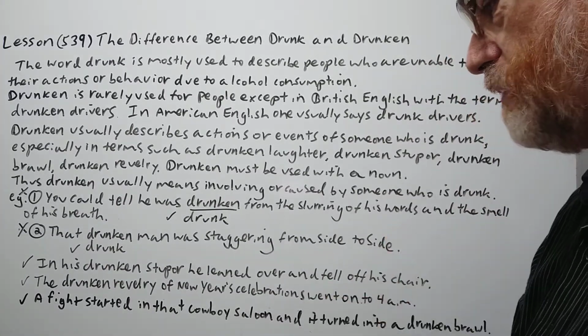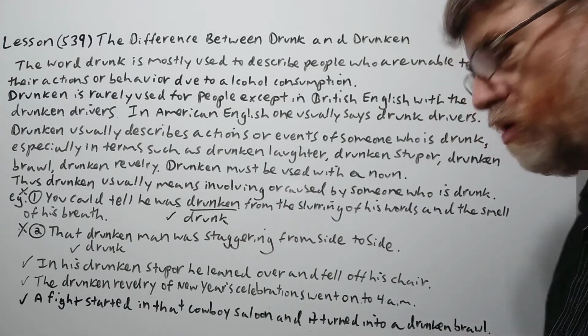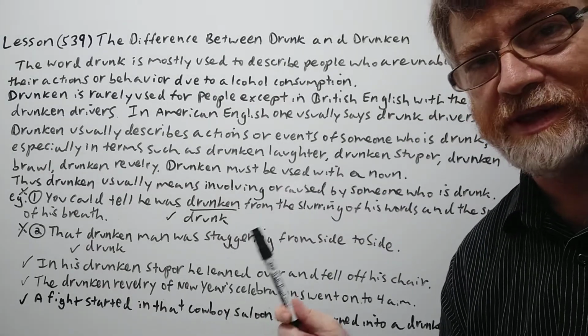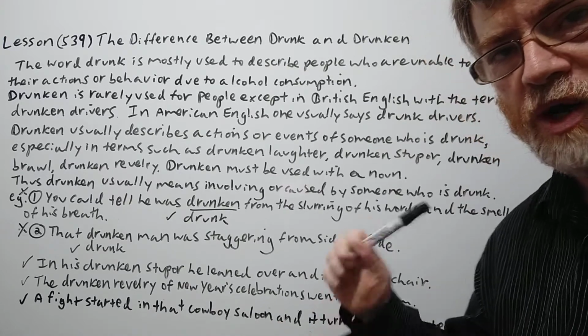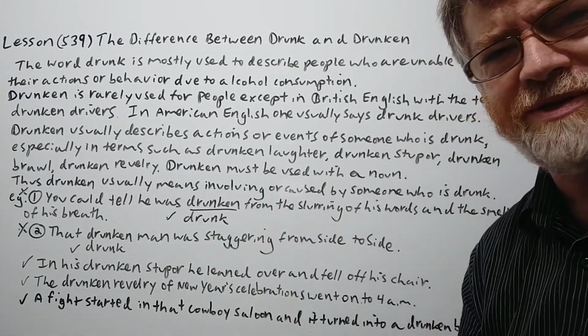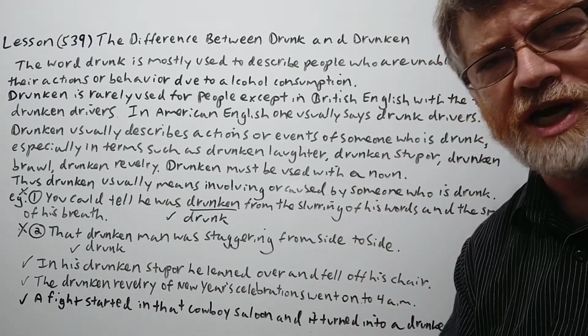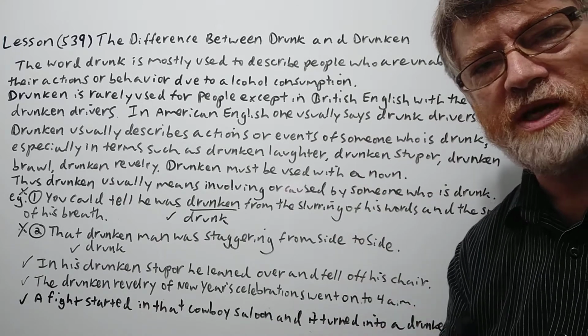All right, and the last one here. A fight started in that cowboy saloon, and it turned into a drunken brawl. So maybe a lot of people in the bar were already drunk, and one person started a fight, and then somehow, we always see this in old cowboy westerns, everybody just suddenly gets into it and starts breaking chairs over their head or something. This would be a drunken brawl.